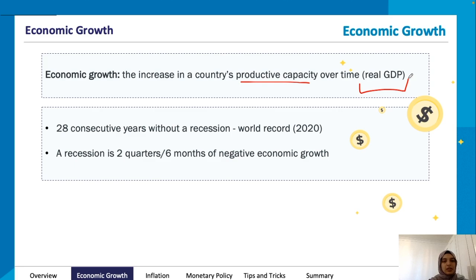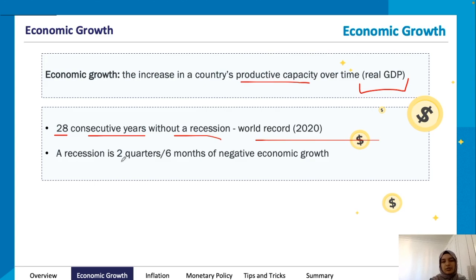So we actually in 2020 broke a world record with going 28 consecutive years, so in a row, without a recession. And a lot of the countries actually couldn't get this because of the GFC, where a lot of countries fell into recession, but Australia were able to save themselves through stimulus packages that were introduced at the time to encourage people to go out and spend.